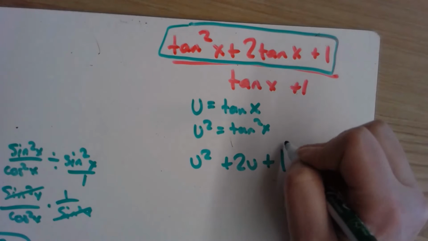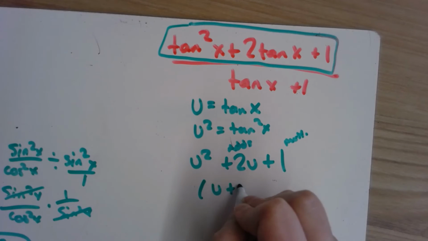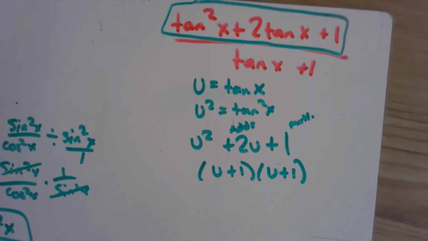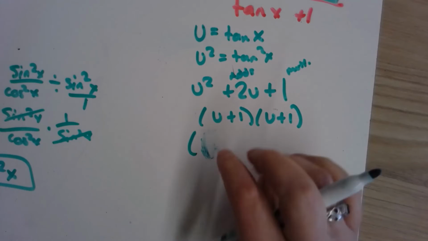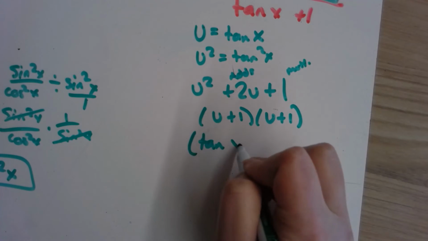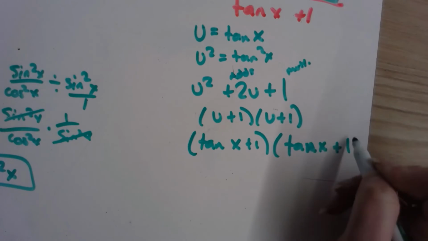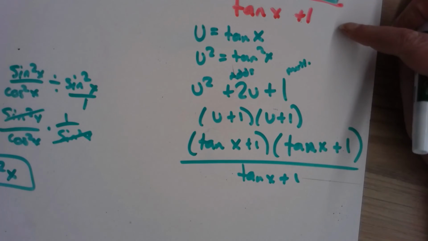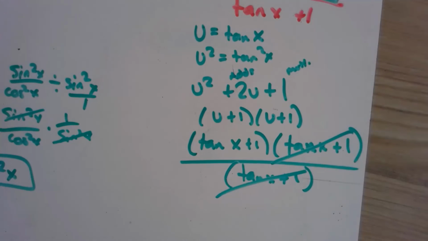Well, we could factor that. What multiplies to 1 and adds to 2? So that's u plus 1, u plus 1. So instead of with the u, I'm going to write it back with what u represented, which was tangent x. So we have tangent x plus 1 times tangent x plus 1, divided by tangent x plus 1 from our original problem. Well, that's just dandy. They match. Mark them out. We're going to get tangent x plus 1.